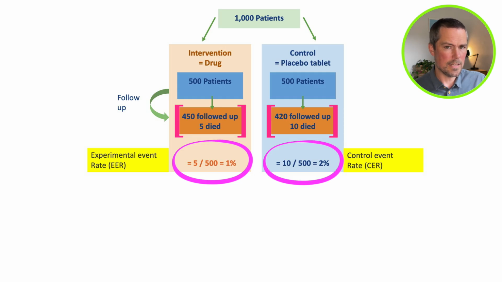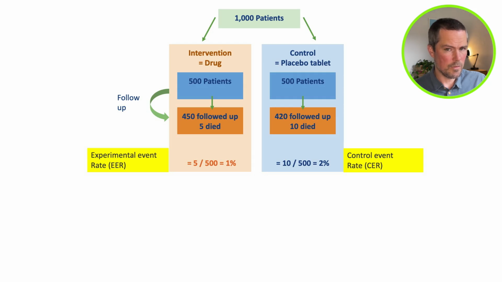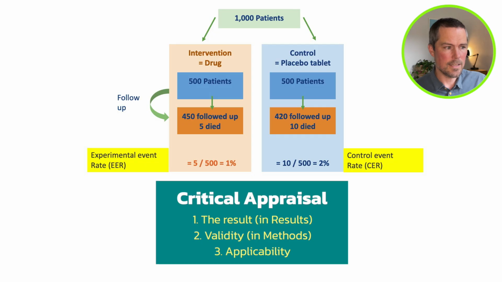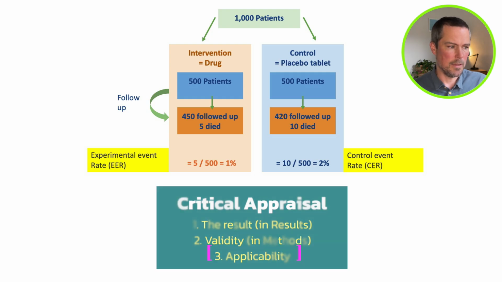So critical appraisal, as we've mentioned before, involves 3 aspects. Firstly, what is the result? What is the effect size? Is it statistically significant? Does it matter? And secondly, the validity. Is this study biased? And largely we're looking at the methods of the study there. And the third step is applying that to the patient, applicability.